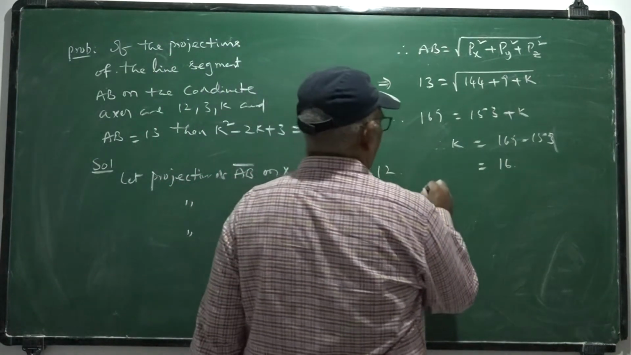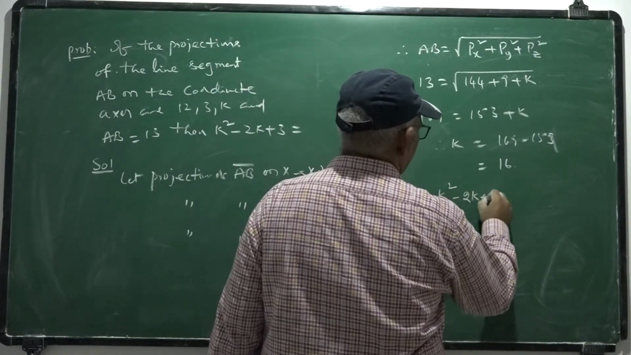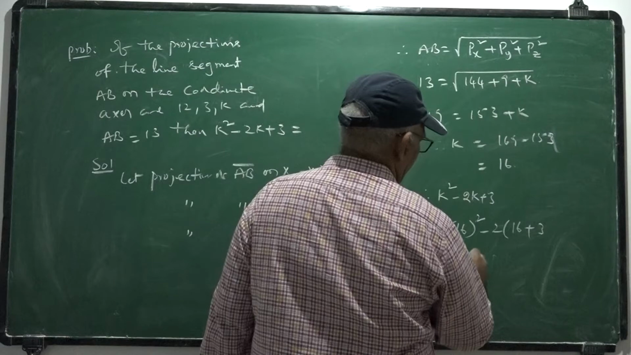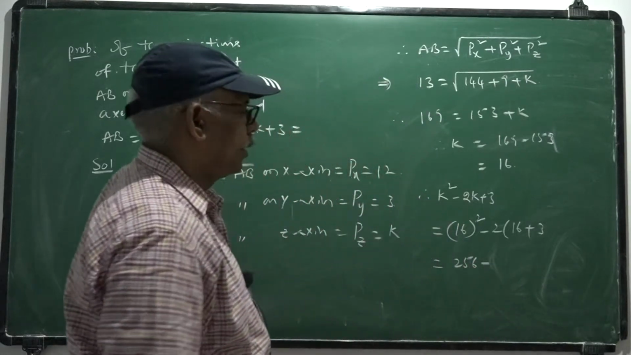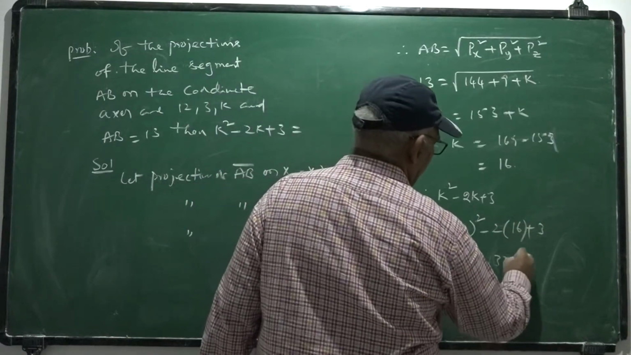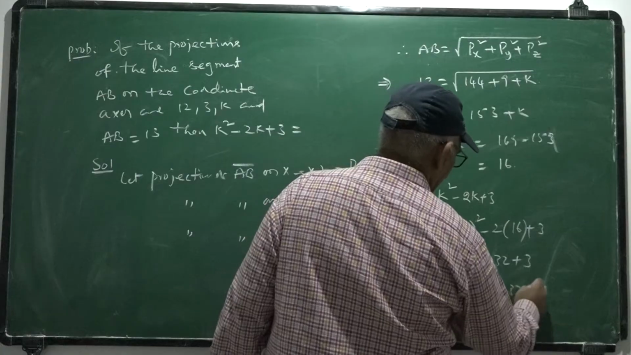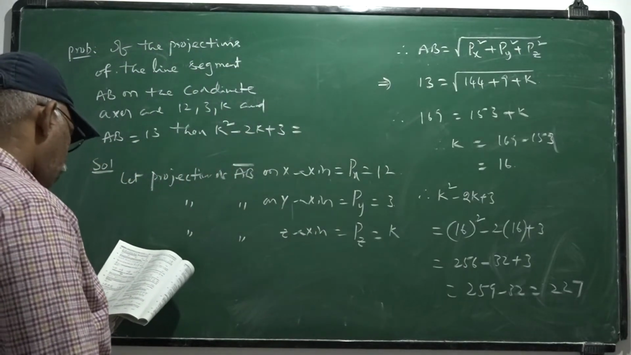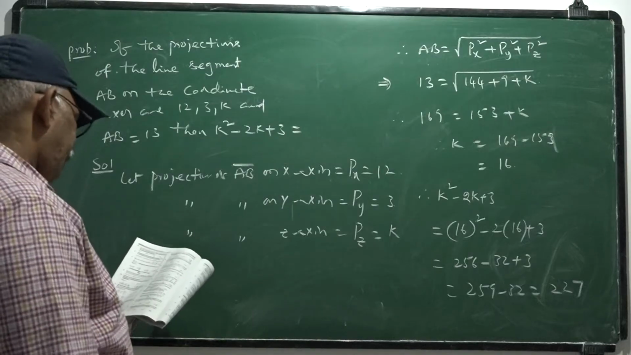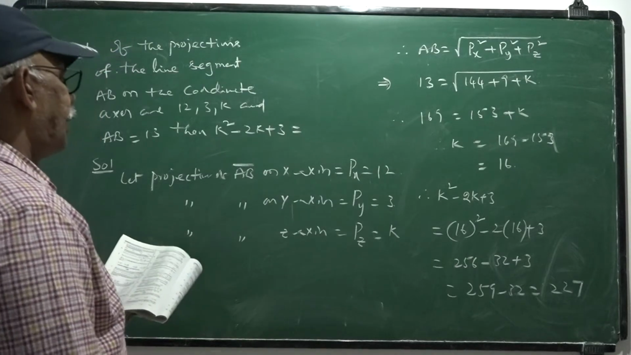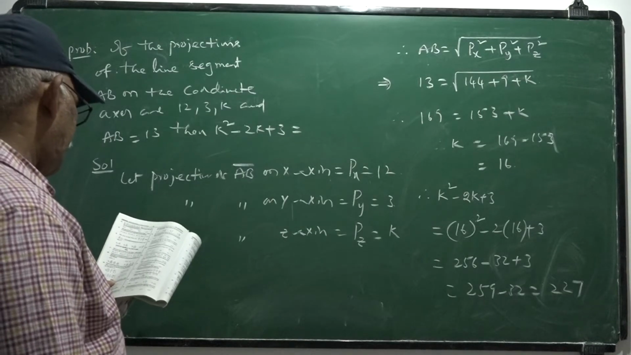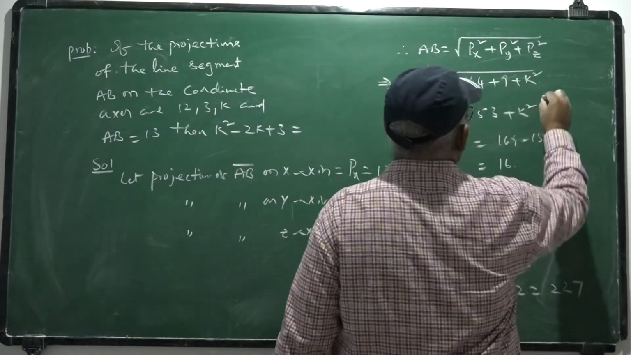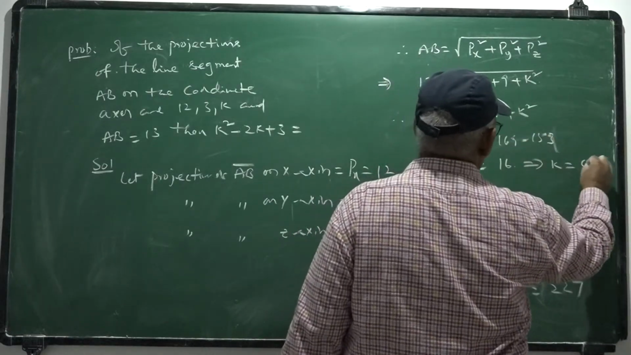Once k square equals 16, k takes the value only 4. We square AB: AB square equal to 144 plus 9 plus k square, AB is 13 here. So k square is 16, which implies k takes the value 4, plus or minus 4 of course.